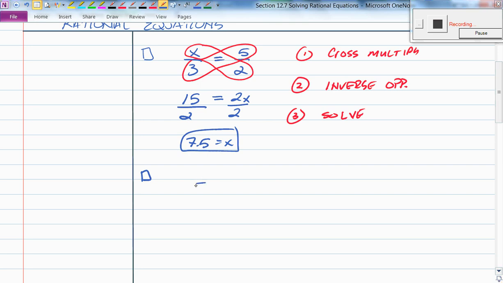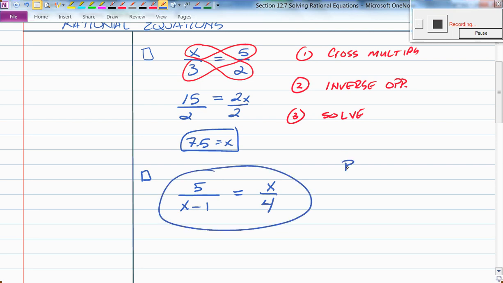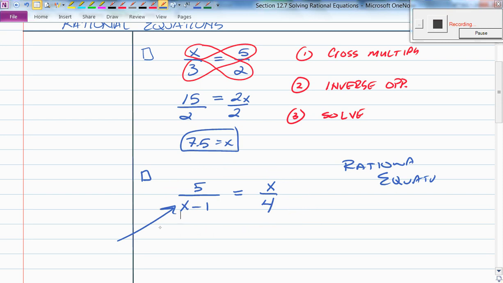So, check it out. If I had 5 over x minus 1, what do you call this? It has a mathematical name. It's a polynomial over polynomial. It's a rational expression. Very good. Now, if I set it equal to, say, x over 4, now what have I created? A rational equation, very good. Because it's two rational expressions, namely this one and this one, set equal to each other. That gives me the rational equation.